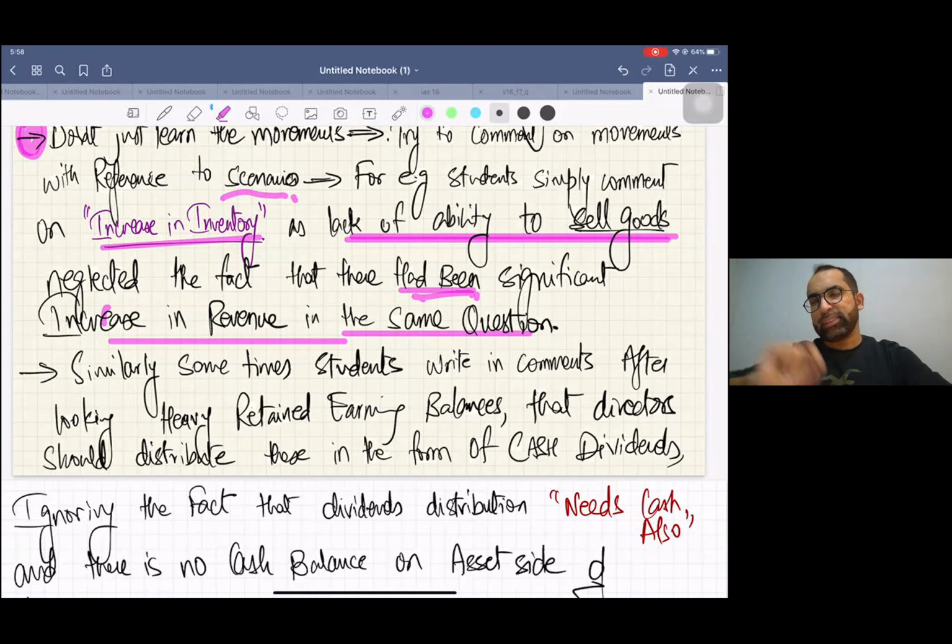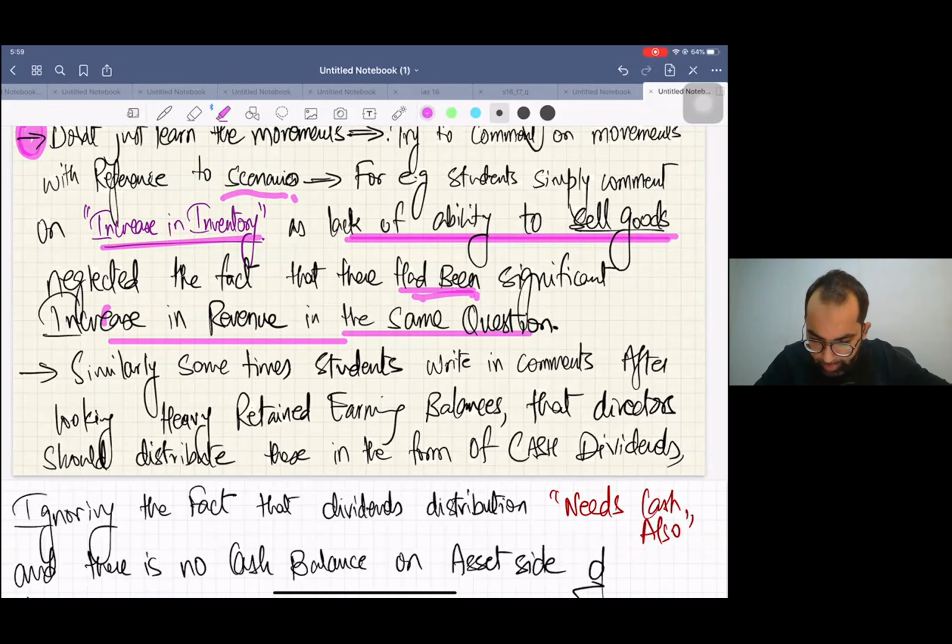you just simply wrote, sir, directors should distribute all the retained earning, directors should distribute major retained earning to shareholders in the form of dividends, without looking at the cash balance. Many students think that dividends are just distributed from retained earning. No. For dividends, you must have cash also. If you want to give cash dividend, you must have cash.